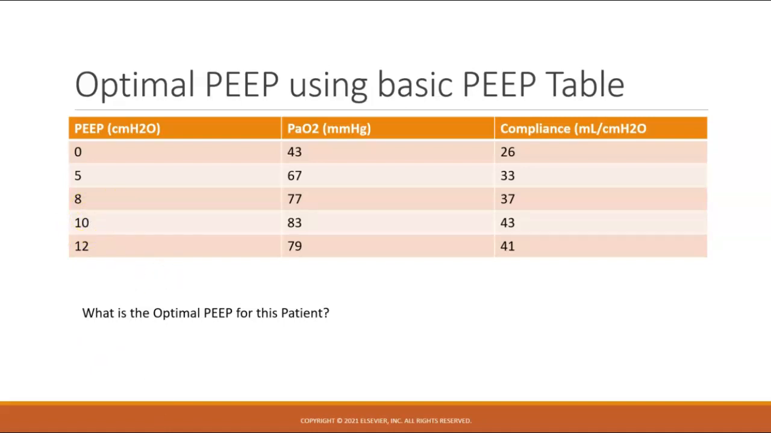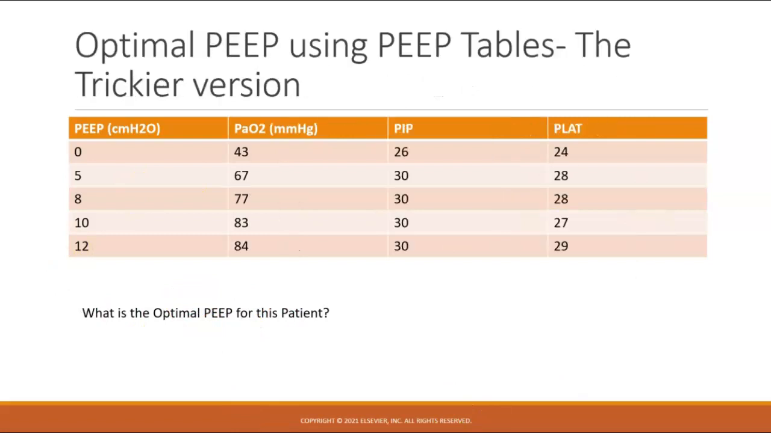Okay. So like I said, on your MBRC exam, you're going to have some sort of PEEP table and you're going to have to be able to identify the information in the table. This is the most basic example of this. The next one's a little bit trickier. So in the next example, I'm giving you not your compliance, but your PIP and your PLAT. Sometimes this can be really complicated for students because you look at this and you're like, I don't even know.